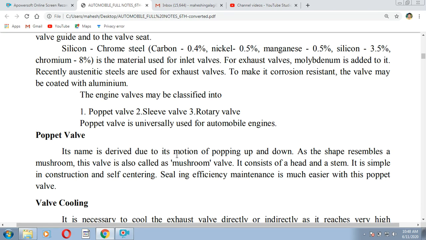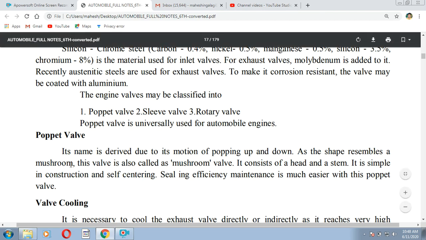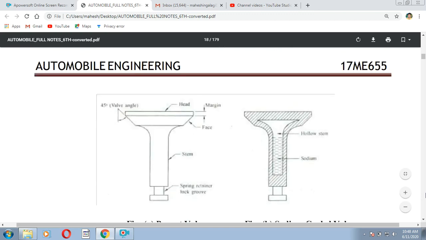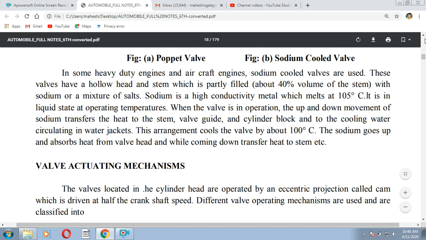Its name is derived from its motion of popping up and down. There is a reciprocating motion of the valve, so it moves up and down, and that's why it is known as the poppet valve. As its shape resembles a mushroom, this valve is also called the mushroom valve. It consists of a head and a stem. It is simple in construction, and self-centering seal ring maintenance is much easier with a poppet valve. You may observe the diagram of the poppet valve.